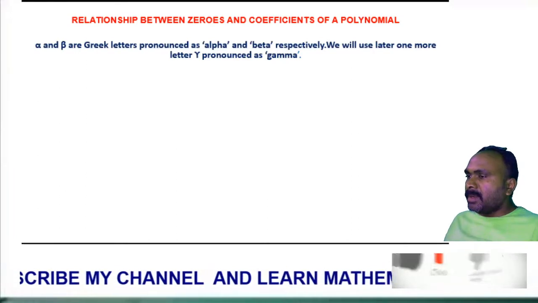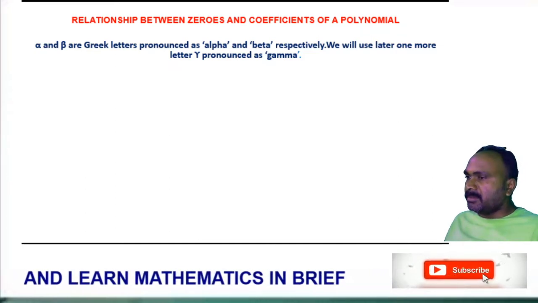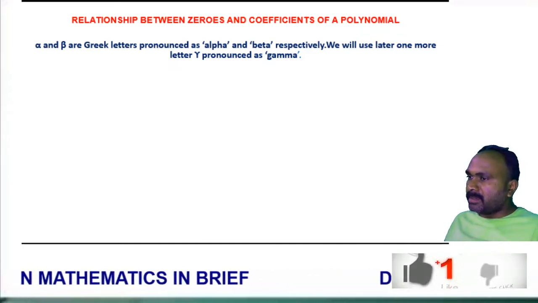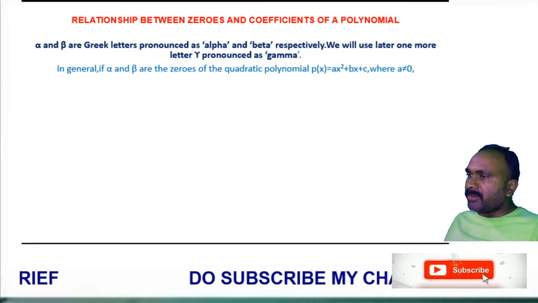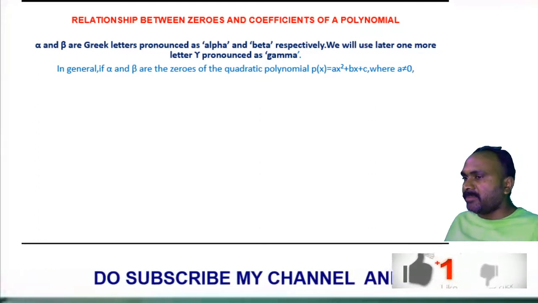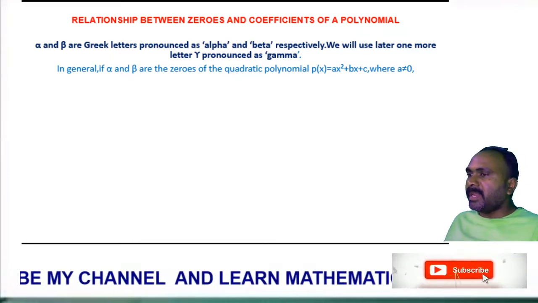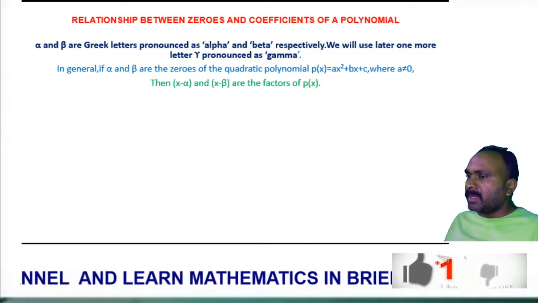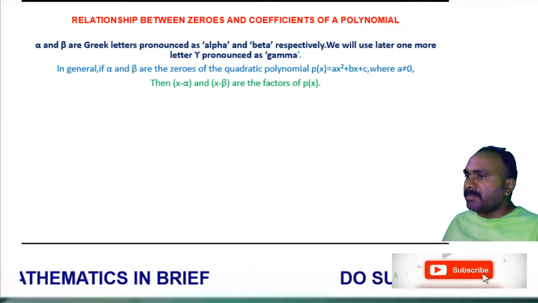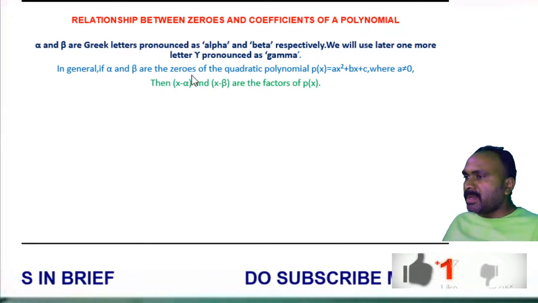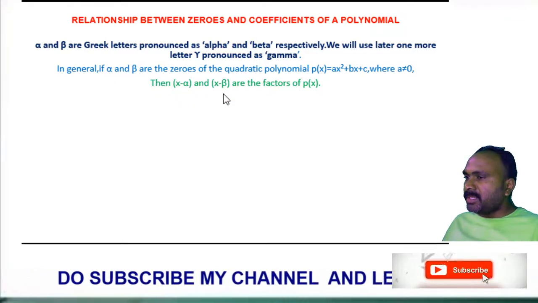Next, alpha and beta are Greek letters pronounced as alpha and beta respectively. We will use one more letter later, gamma, pronounced as gamma. In general, if alpha and beta are the zeros of the quadratic polynomial p of x equals ax square plus bx plus c, where a is not equal to 0, then x minus alpha and x minus beta are the factors of p of x, because alpha and beta are zeros. So x minus alpha is a factor, and since beta is 0, x minus beta is a factor.